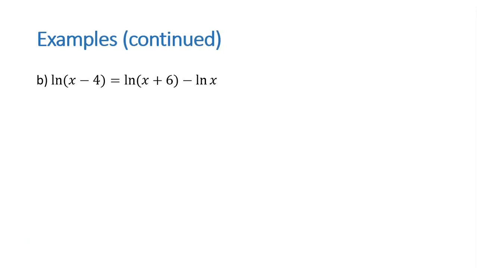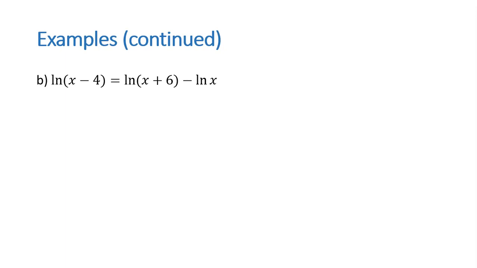Same directions. We now have natural log of x minus 4 is equal to natural log of x plus 6 minus natural log of x. So I notice I have three logarithms in this problem. They all have the same base. Remember, natural log is a base of e, so that's a log base e. The only problem is if I look at the right-hand side, it's not a single logarithm. It's two logarithms subtracted from one another.